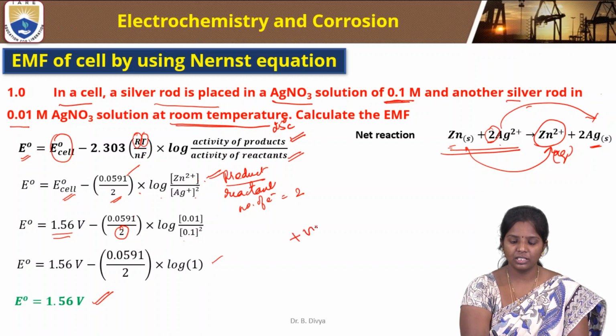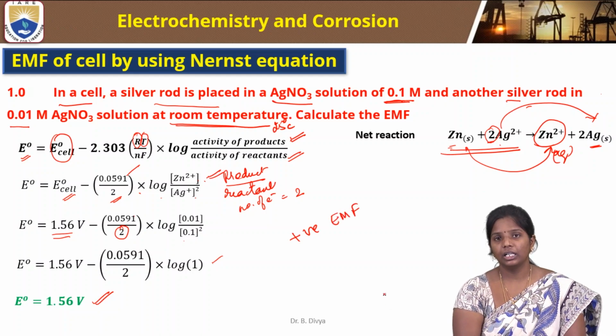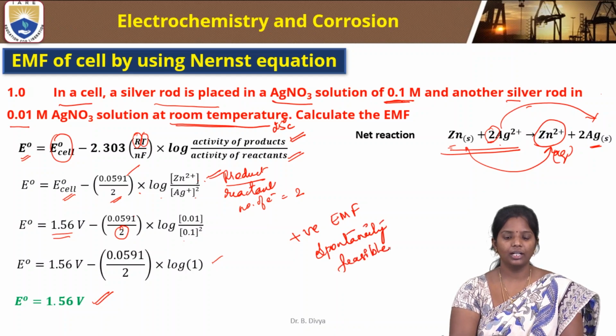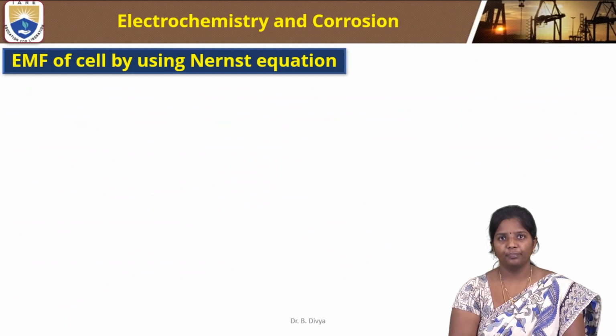Whenever there is a positive value, we are getting a positive EMF. What does it indicate? It indicates we can predict the reaction's spontaneity. It means the reaction will take place and it is feasible. It is a spontaneous reaction and it will take place.